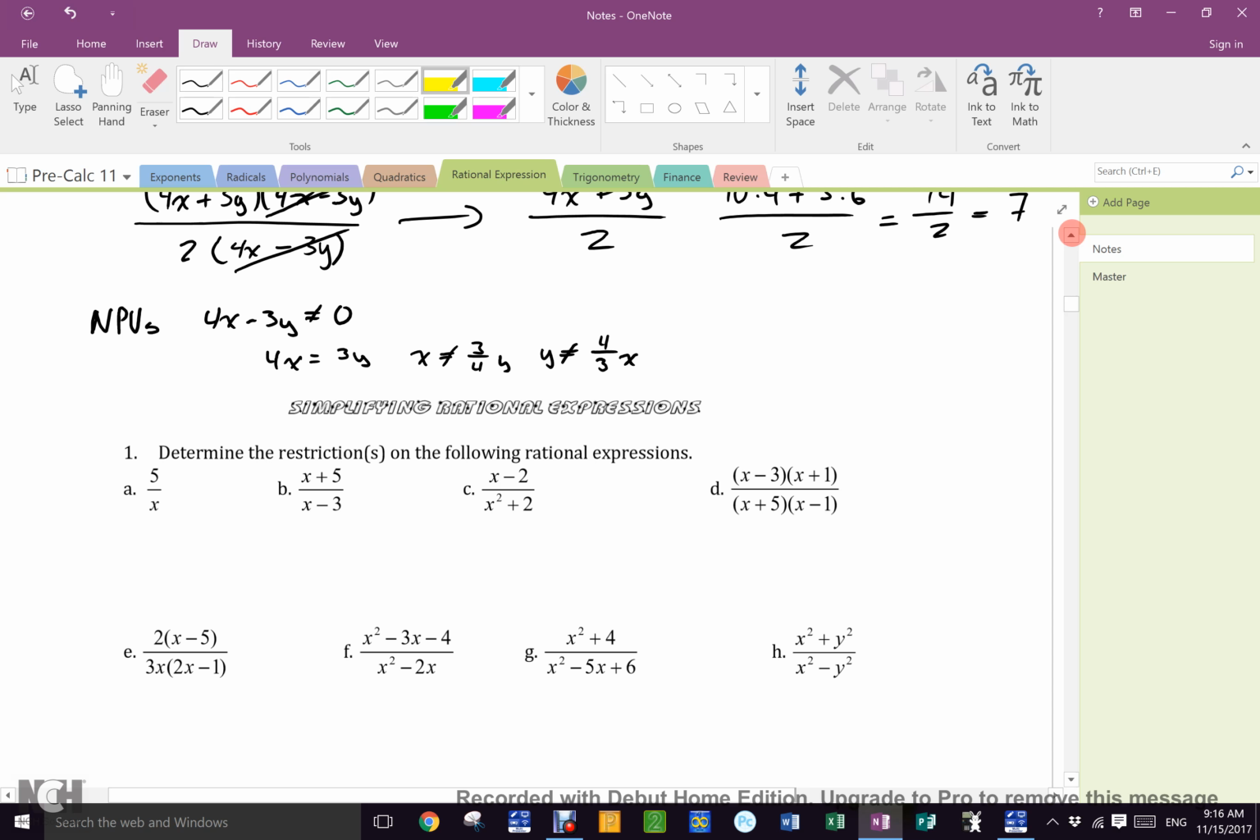What should you be doing? You should be doing as much of this as you possibly can while you have me here who can actually help you. Because who knows who tomorrow's TOC is going to be? It could very well be. I don't know how good Mr. T is with rational expressions. Okay then. He'll be able to help you.